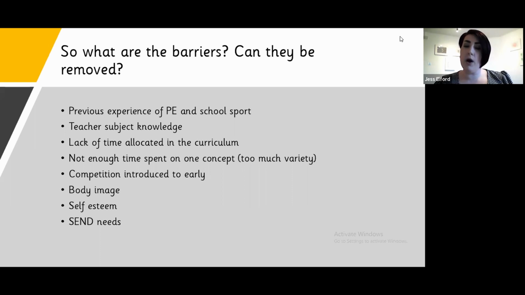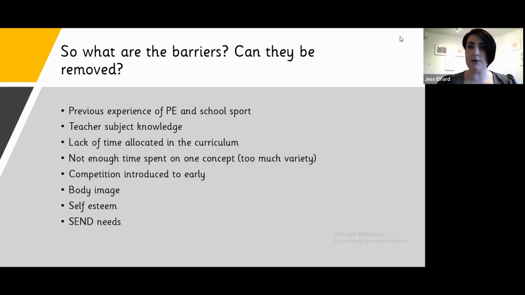Another problem is that quite often there's not enough time spent on one concept. So there's too much variety. Previously, it was all about providing a breadth of activities, which it still is, for your children within the PE curriculum. And you do half a term of netball, followed by half a term of dance, followed by gymnastics, followed by half a term of something else. And in some cases, in some schools, the way the curriculum is designed actually means the children end up doing 12 different sports or activities within a year, which is far too much.